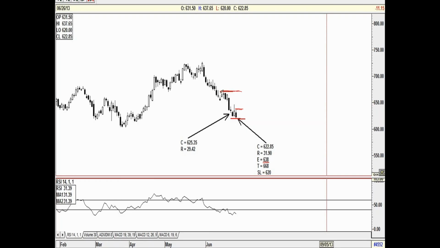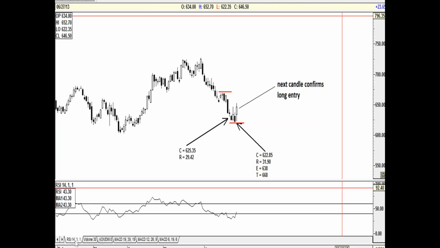Target is the swing high. Target is 668 and stop loss is 620, that is the low of this candle. So a perfect trade setup. What is a perfect trade setup? You have an entry, you have an exit, you have a target. All three ingredients of a trade setup are present: entry, stop loss and target. So there is no subjectivity when you trade divergence, because you have a defined entry, a defined exit and a defined target.